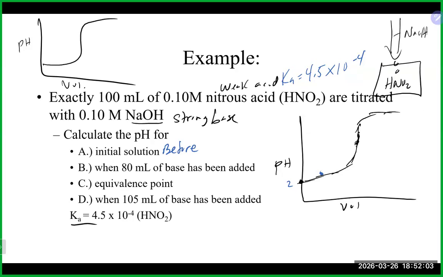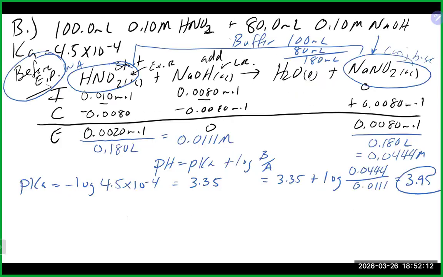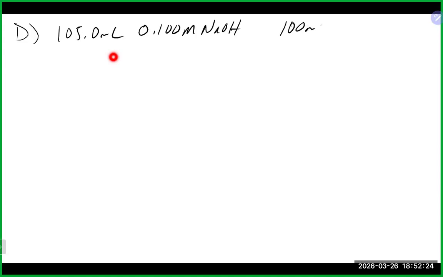All right, last one here, which is part D. What is the pH after we add 105 milliliters of the base, which clearly is probably going to be after the equivalence point? So 105 milliliters of our base is added to our 100 milliliters of our acid. So obviously we still need an ICE table here, so we'll do that.